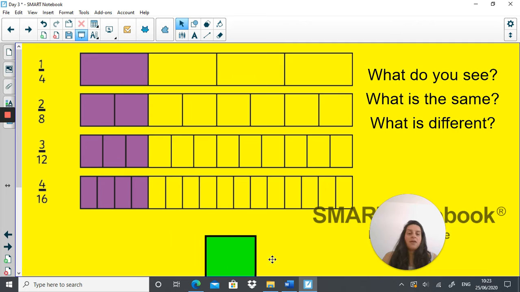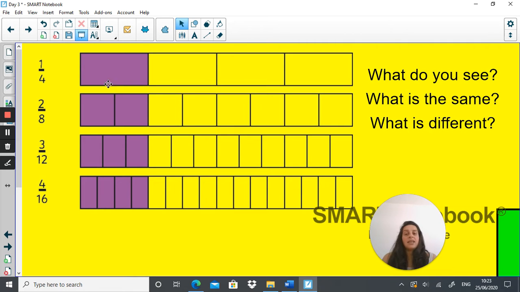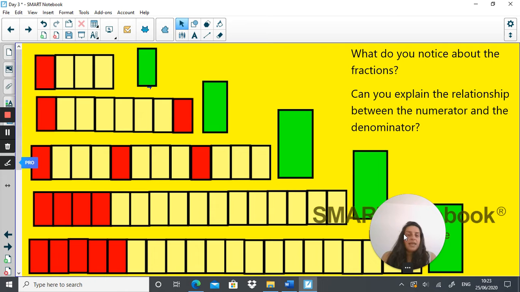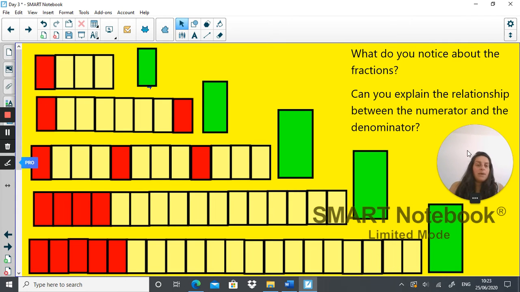So here they are. This is 1/4, this is 2/8, this is 3/12, this is 4/16. Now as you can see, the value, the size of the fraction for each rectangle is the same. However, we have different numbers. So these fractions here are equivalent fractions to 1/4. And here we go. What do you notice about these fractions? And can you explain the relationship between the numerator and the denominator?